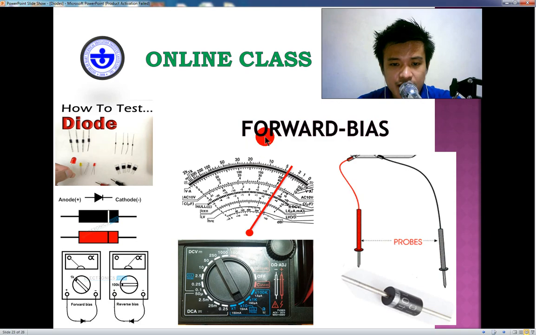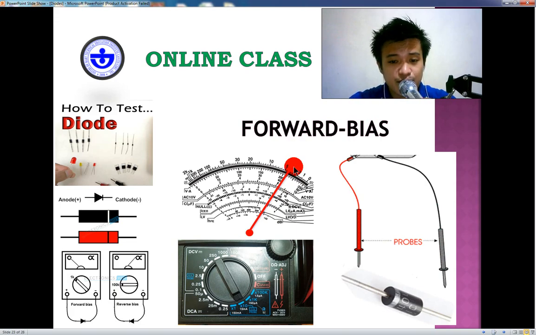So again, this is the illustration of forward bias. The red test probe should be connected on the cathode, and the black test probe should be connected on the anode of your diode. Okay? Now, if the condition of your diode is good, during forward bias, it will give a reading of low but not zero. Something like this. Yes, it is low but not zero.